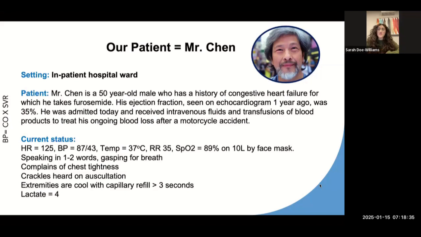So Mr. Chen is a 50-year-old male who has a history of congestive heart failure for which he takes furosemide. His ejection fraction seen on echocardiogram 1 year ago was 35%. He was admitted today and received intravenous fluids and transfusions of blood products to treat his ongoing blood loss after a motorcycle accident. So his current status is his heart rate is 125. His blood pressure is 87/43. His temperature is 37 degrees Celsius. His respiratory rate is 35.